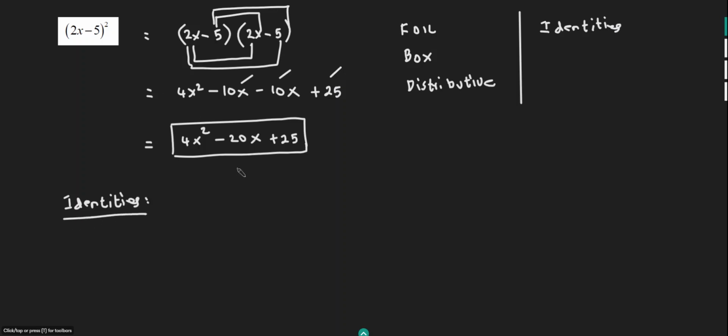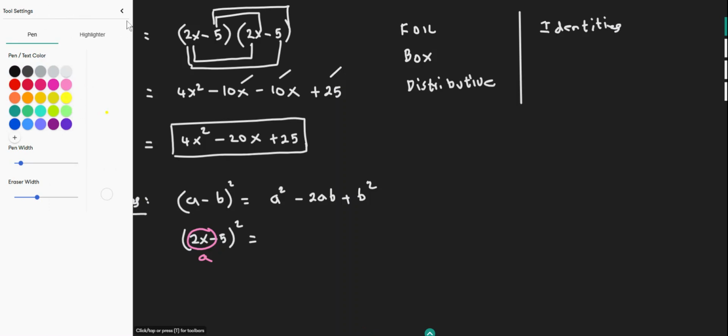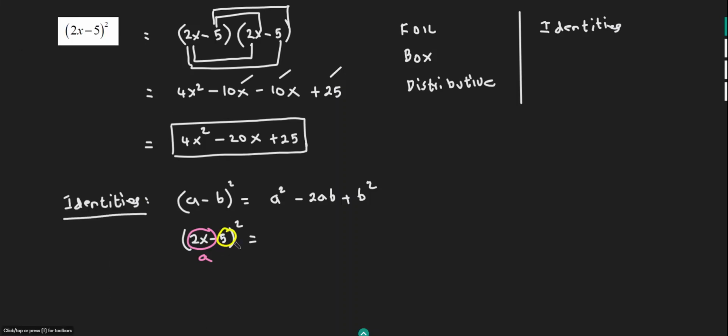So whenever we come across expanding 2x minus 5 quantity squared, that is in the form of a minus b quantity squared, this is equivalent to a squared minus 2ab plus b squared. We can utilize this identity. So I'm going to write down this product, that is 2x minus 5 quantity squared, in the same form. And this means we can now see that our a is 2x, and then the b is the 5.